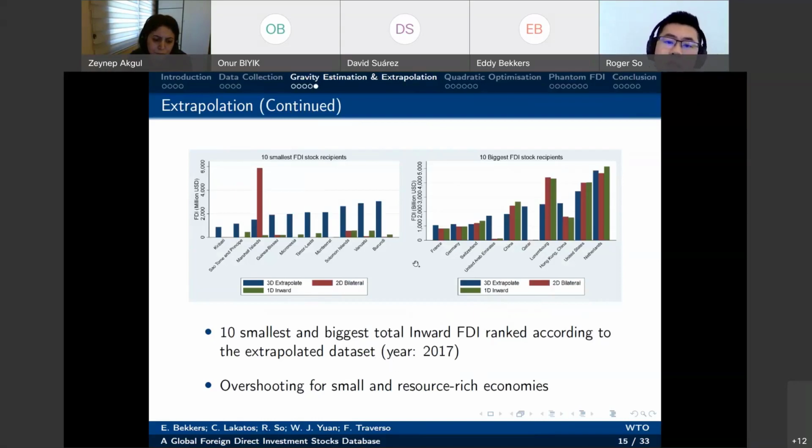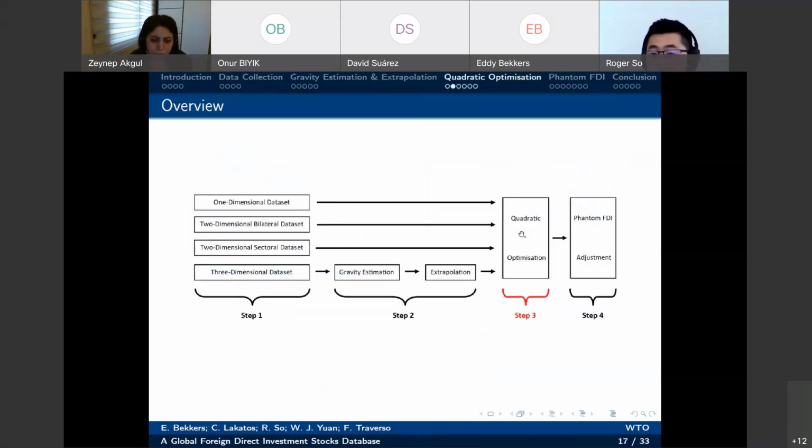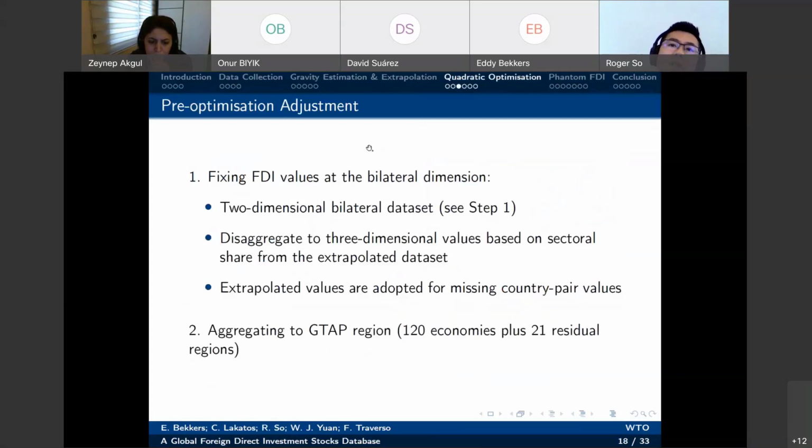And so the extrapolation is not perfect, and we hope that some of these can be accounted for in the quadratic optimization. So finally, now we're moving on to step 3, the quadratic optimization. Before running the actual optimization, just mentioning some of the other deviations we took in the project, which is to impose some pre-optimization constraints.